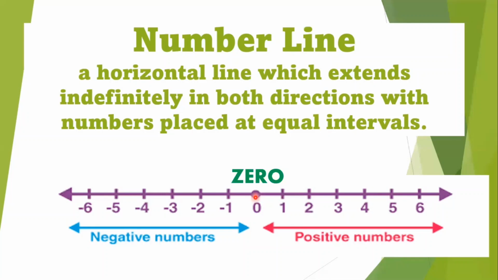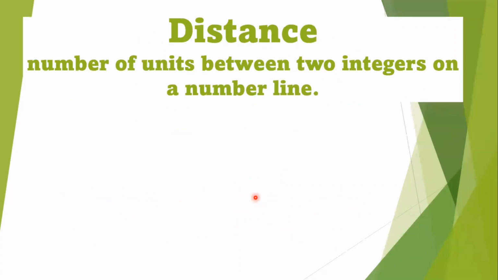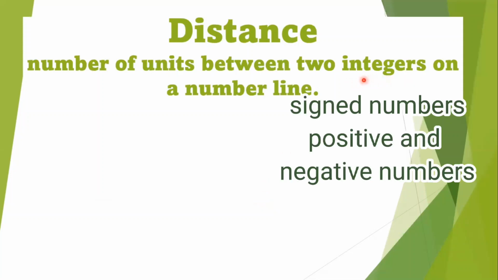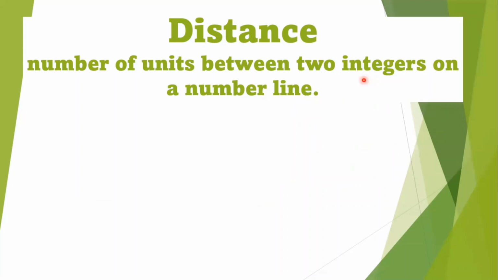Next, we have the distance. Distance is the number of units between two integers on a number line. Kung napapansin nyo, may bago tayong word which is integers na ang ibig sabihin ay the signed numbers. Pag sinabing signed numbers, ito ay ang positive at negative na napapakita sa ating number line. So that's it. That is an integer.